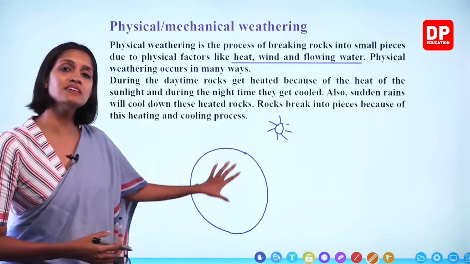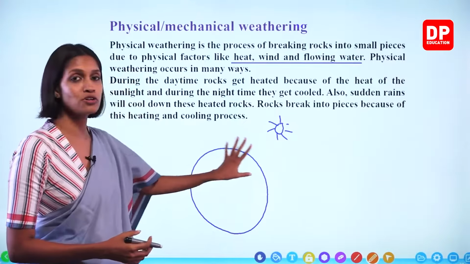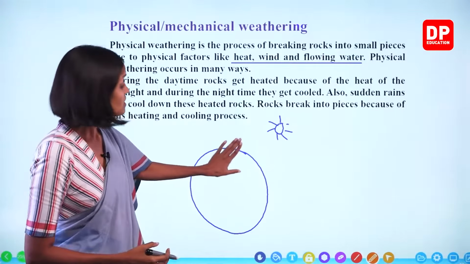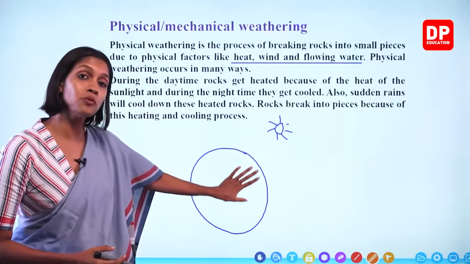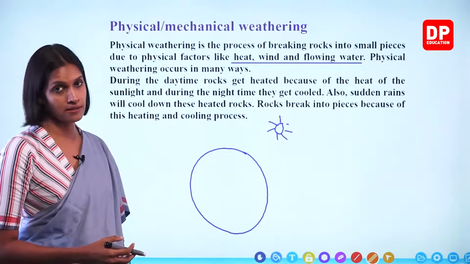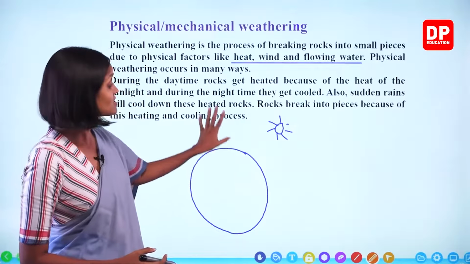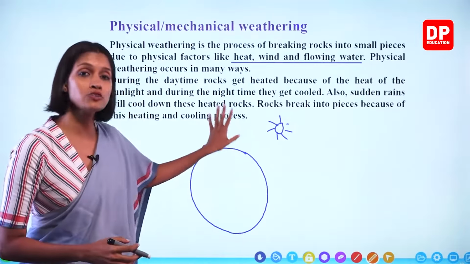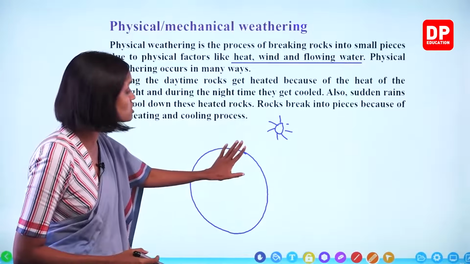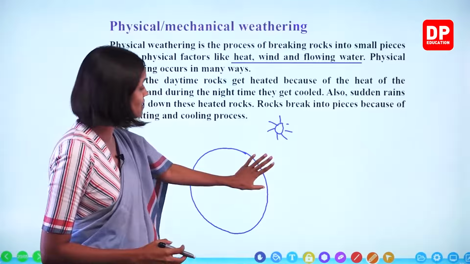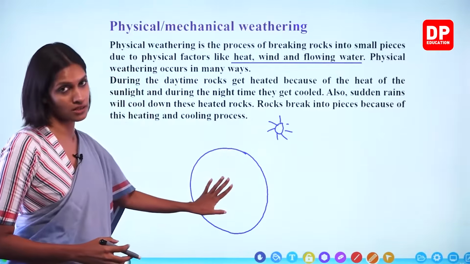Now, when you consider expansion of the entire rock, you can see that when the rock gets heated up, the outer part gets heated up more than the inner part. Therefore, the outer part absorbs more heat and expands more, which means this expansion throughout the rock is not equal. The outer part expands more than the inner part.